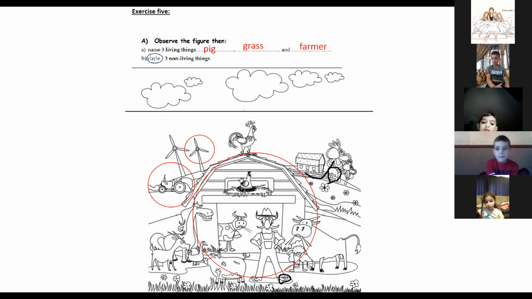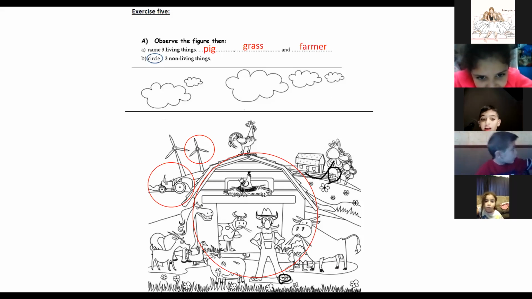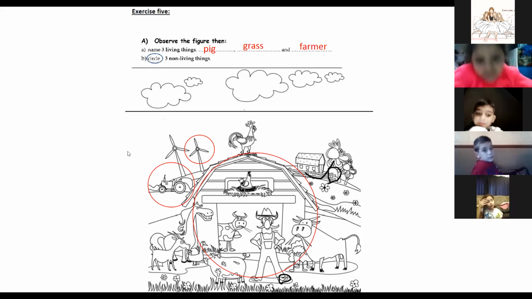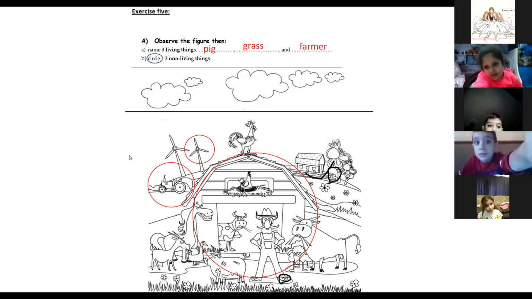Noor, what did you circle? I circle the car. You can circle the shoe of the farmer. You can circle his hat. And the hat. Okay. And you can circle the fence. Ali Badawi, I tried to unmute you many times. I didn't hear you talking.